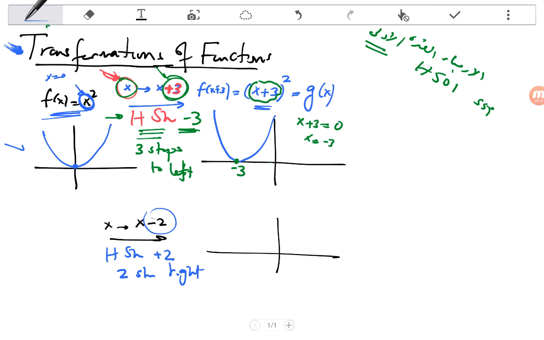Okay? So, in transformations of functions, it is always better to write an arrow like this, and above it I describe the operation mathematically.